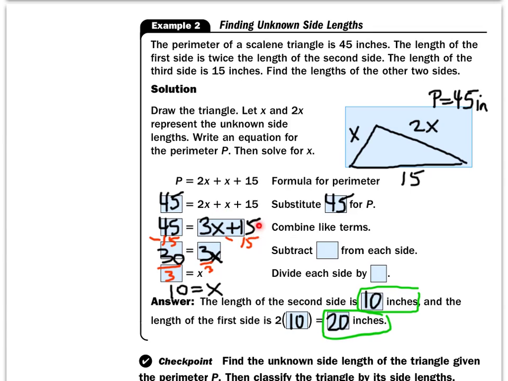Now let's get rid of the 15 by subtracting 15 on both sides of the equal sign. So we get 30 equals 3x. Now let's get rid of the 3 by dividing both sides by 3. So x equals 10. Now just plug 10 back in for x. So one of the sides is 10, the other side is 20 inches, and of course 10 plus 20 plus 15 gave us 45 inches.